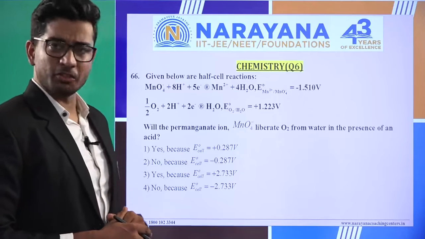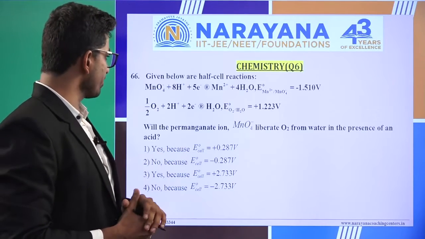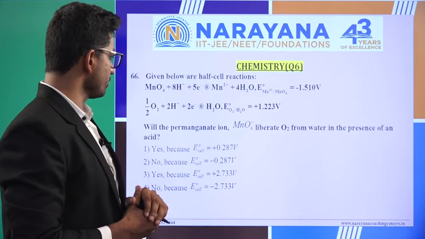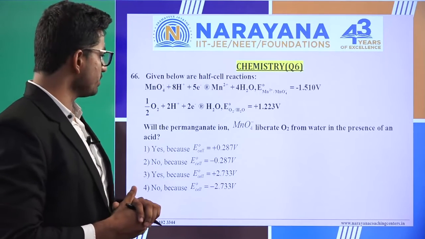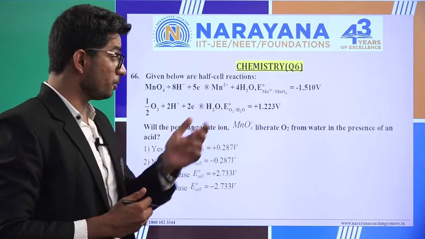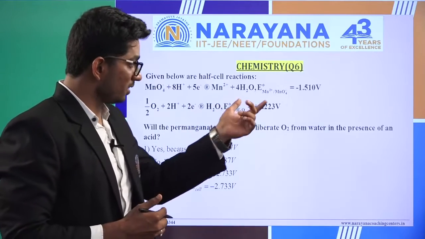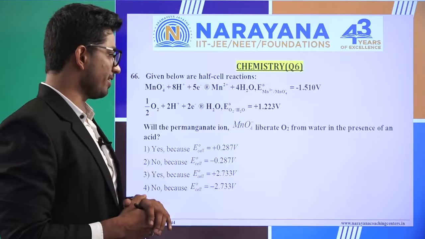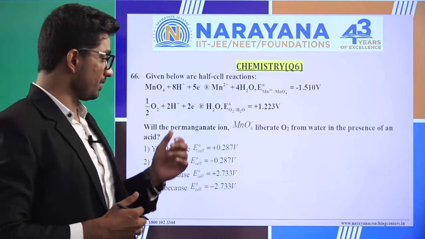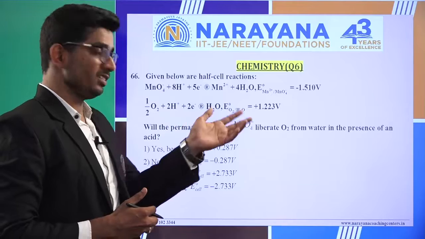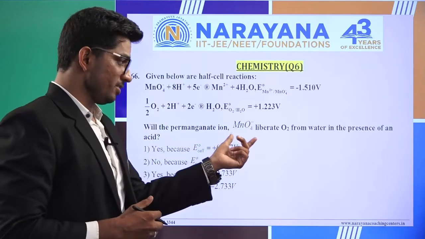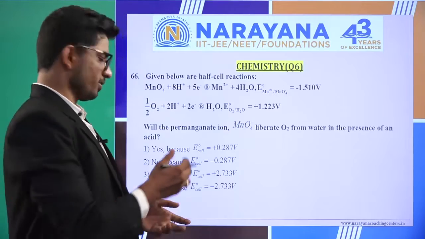Okay, so let's continue our discussion. Here we have question number 66. Given below are two half cell reactions. First is MnO4 minus plus 8H plus plus 5 electrons gives Mn2 plus plus 4 H2O, and the corresponding standard potential is given. And next is half O2 plus 2H plus plus 2 electrons gives water, and again the potential is given. Will the permanganate ion MnO4 minus liberate O2 from water in the presence of an acid?